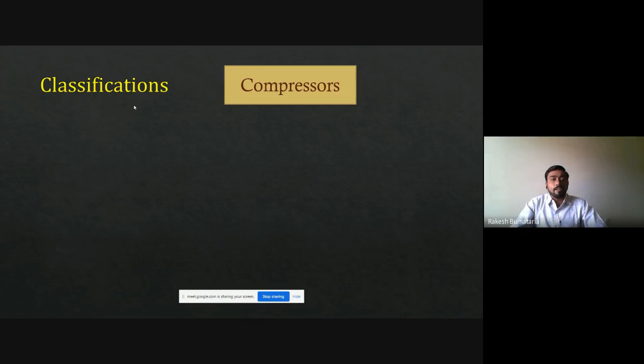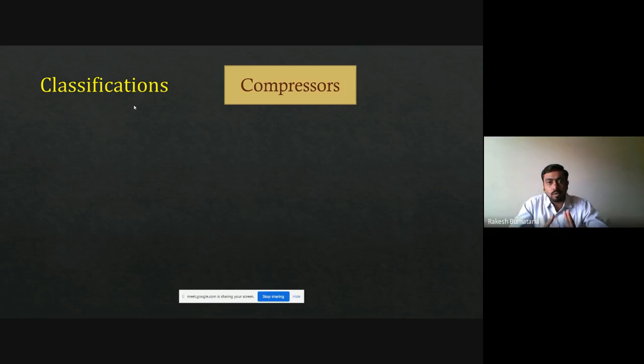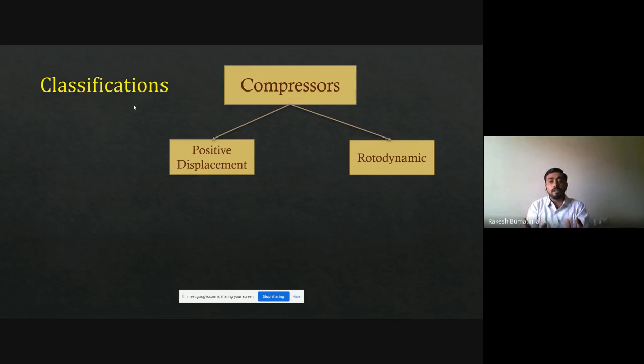Next, we discuss classification of compressors. This is the most important and most concentrated part of my presentation. How can we classify the compressor? There are two types of compressor. One is the positive displacement type compressor, and the other is the rotodynamic type compressor. Let's discuss this a little bit more. What is positive displacement type and what is rotodynamic?